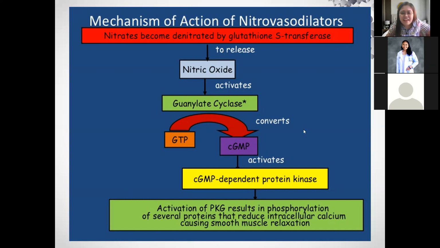Anyway, now, if there is cGMP, cGMP-dependent protein kinase is activated. This is another enzyme, the protein kinase. And take note that this is cGMP-dependent. It is activated only when cGMP is present. Now, what happens if this protein kinase is activated? This will result in the phosphorylation of several proteins that reduce intracellular calcium, causing smooth muscle relaxation. So there will be relaxation of the smooth muscles, especially the blood vessels. And remember, when it relaxes, it means there will be dilation. When it relaxes, the passageway of the blood becomes wider, which is called dilation. And thus, nitrates are considered vasodilators. Okay?